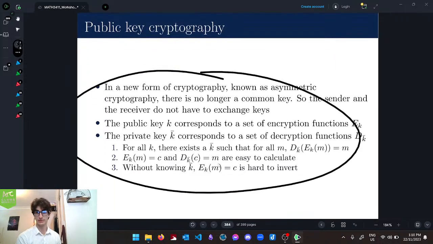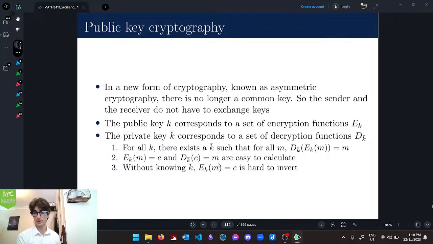And then public key cryptography. In a new form of cryptography known as asymmetric cryptography, there is no longer a common key. So the sender and the receiver do not have to exchange keys. The public key k corresponds to a set of encryption functions, e sub k, and the private key, k bar, corresponds to a set of decryption functions, d sub k bar. For all k, there exists a k bar such that there's a decryption function to decrypt an encryption function. So there is an inverse to each encryption function.